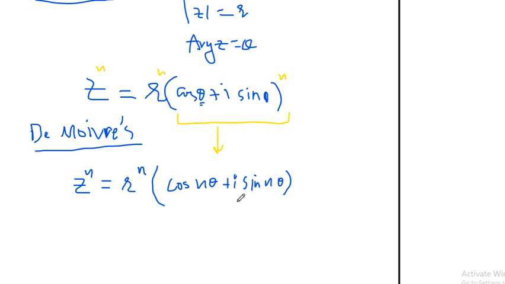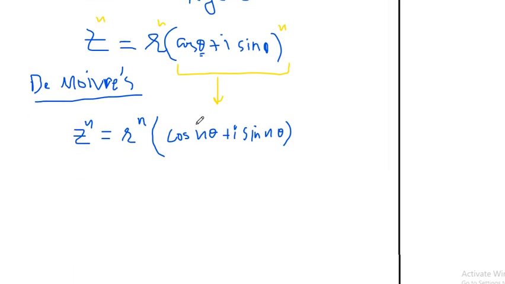It becomes very easy taking the powers of complex numbers. If you take the power 10 of a complex number, it's very difficult. Why? Because you need to multiply z by itself 10 times. It is a huge work, right? But using De Moivre's formula, it becomes very easy.